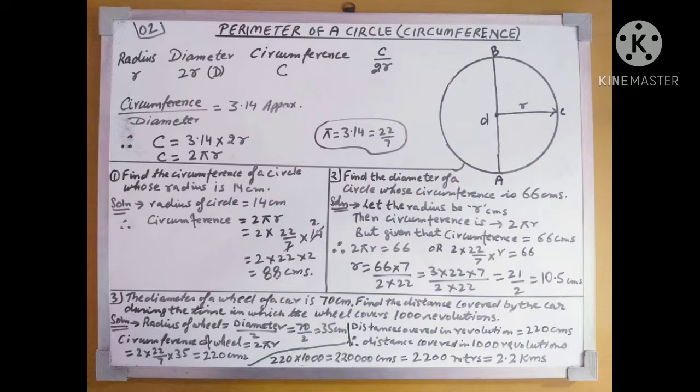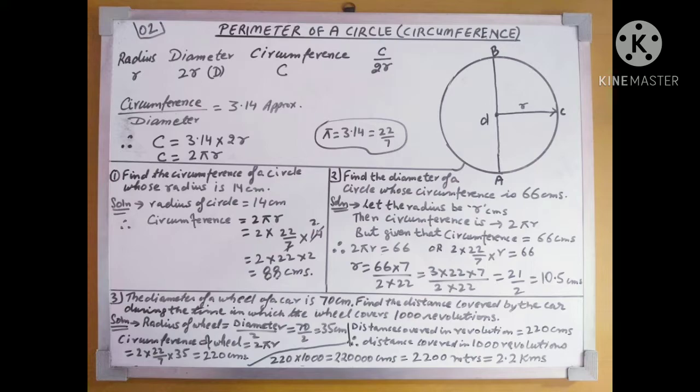See the first example now. Find the circumference of a circle whose radius is 14 centimeters, right? So the radius of the circle is equal to 14 centimeters. Circumference is equal to 2 pi r, that is 2 into pi into r, that is 2 into 22 by 7 into 14. And we get the answer as 2 into 22 into 2, that is 88 centimeters. So the required circumference of this particular circle is 88 centimeters.